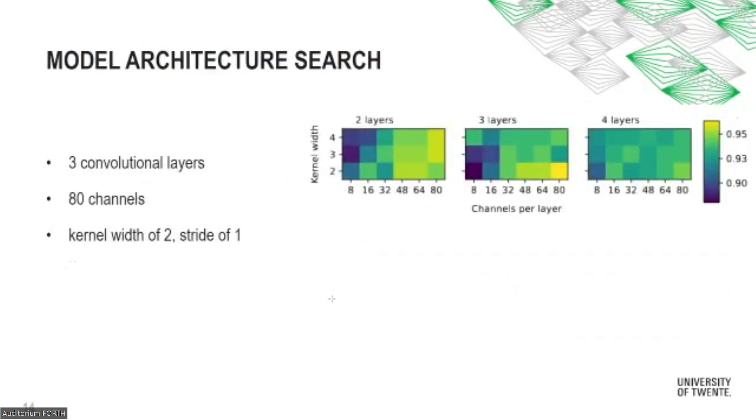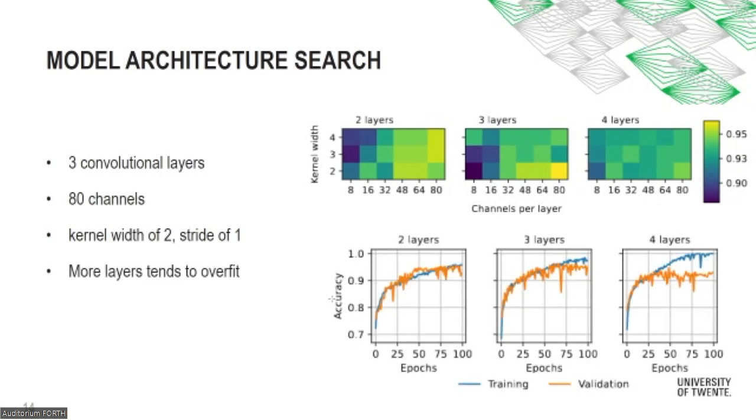The model architecture search gives the following results, where a model with 3 convolutional layers, 80 channels, and a kernel width of 2 with a stride of 1 gives the best accuracy performance. Moreover, we noticed that if we would add more layers to our model, the model would actually overfit, being the reason that these models do not perform as well.